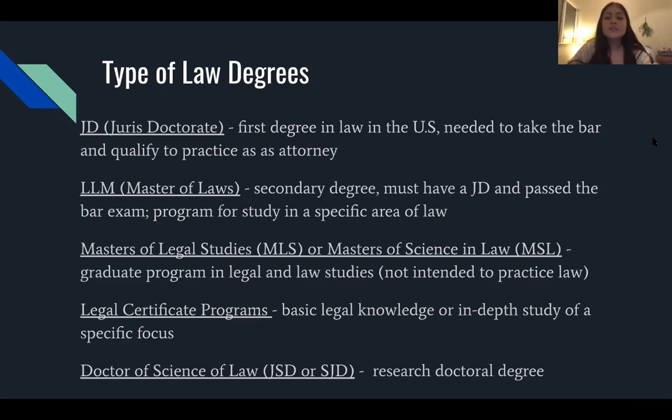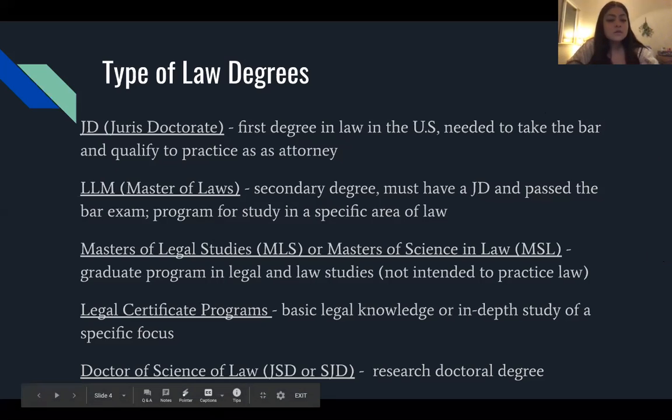Then you have your Master of Laws. It's a secondary degree. You must have a JD and pass the bar exam. It's a program for studying a specific area of law. And then you have your Master of Legal Studies or Master of Science in Law. It's a graduate program in legal and law studies. This is intended to not practice law. And then you have legal certificate programs. These are basic legal knowledge or in-depth study in a specific focus. And then you have your Doctor of Science of Law, your JSD or SJD. That's a research doctorate degree.